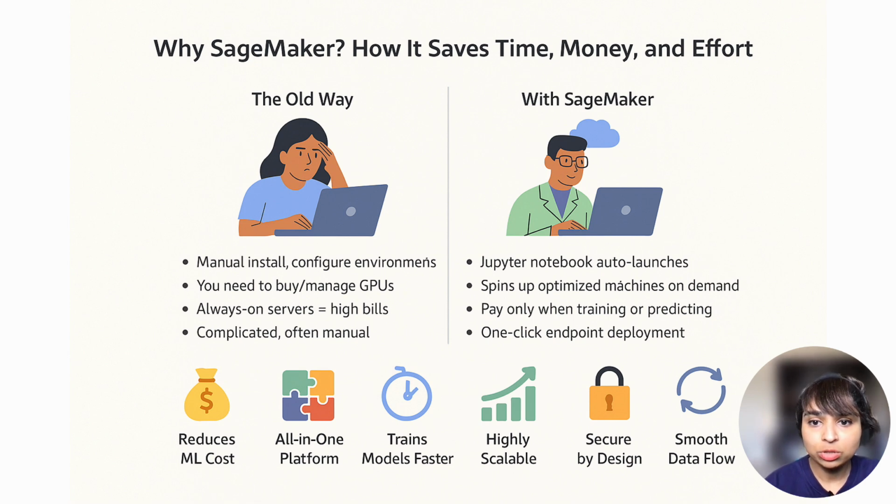Now, what I want you to take away from this slide is, with SageMaker, firstly, it reduces the cost. You only pay for what you use. Training and inference machines spin up only when needed, then disappear, because you need stronger machines for training and inference, and they only come when your data is ready for training and inference, and then they disappear.